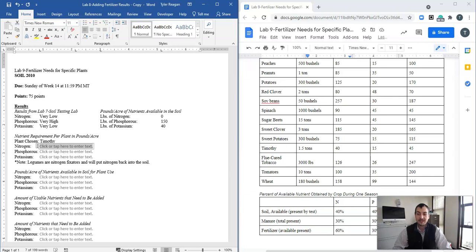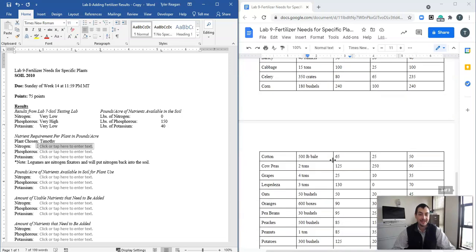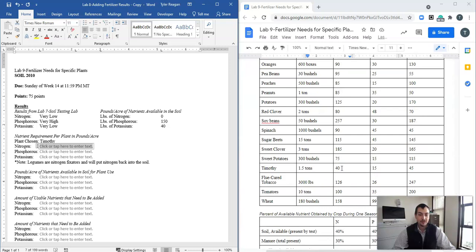Now I need to figure out how much nitrogen, how much phosphorus, and how much potassium we are actually going to be using for this plant. That's what this table shows. This table shows the plant, the yield per acre, and the amount of nitrogen, phosphorus, and potassium that it's going to need. So we're going to jump down here to Timothy, and I now know that I'm going to need 40 pounds per acre of available nutrients for Timothy.